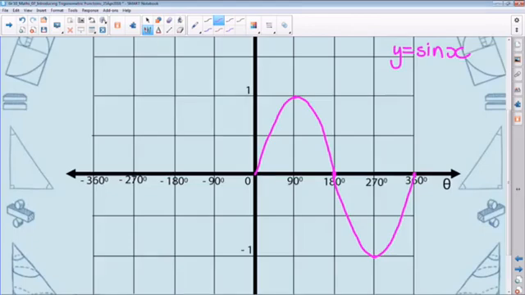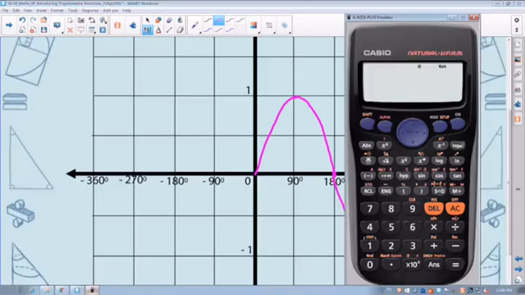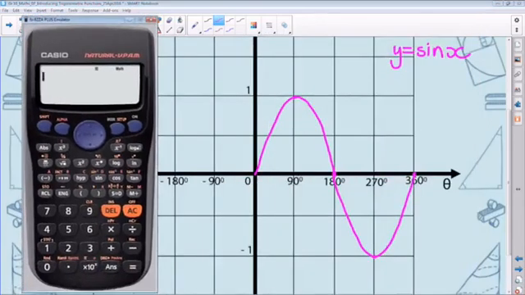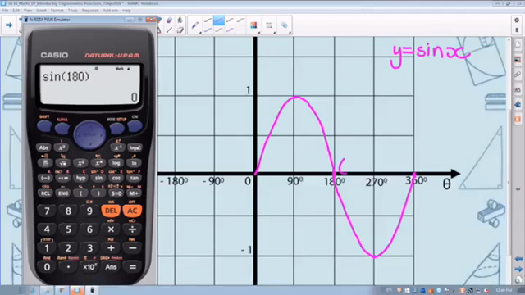Now, let's use our calculator to prove that I am correct. I'm going to take sine of 180 degrees. Let's hit the buttons. 180 degrees and press equals. According to my graph, it should give me an answer of 0. And so it does. So this point over here is 180 degrees and 0.